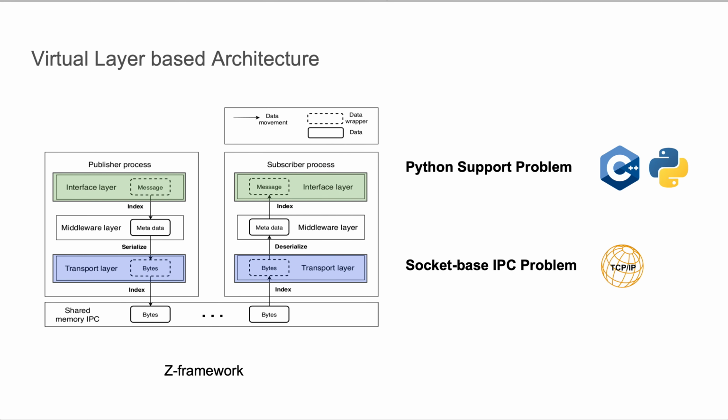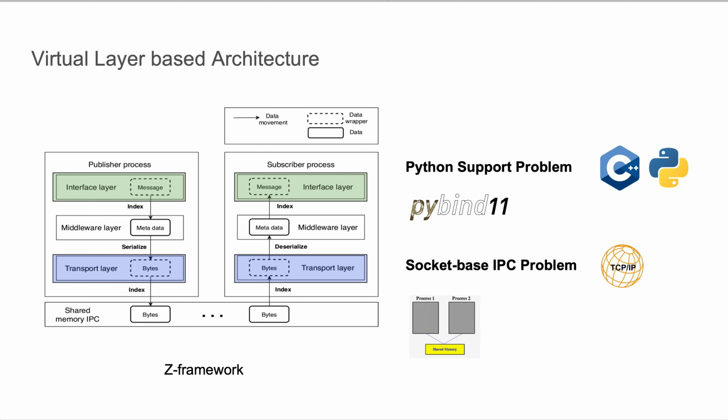By introducing the virtual layer-based architecture for Python processes, the conversion from the interface layer to the middleware layer can be avoided. The memory copy from the transport layer to the socket buffer can be avoided for both C++ processes and Python processes.